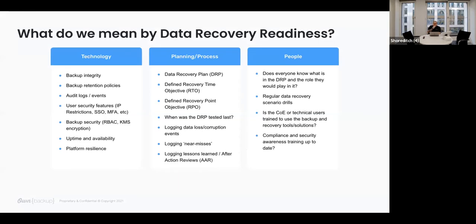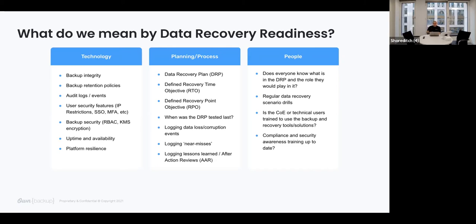The thing here is that what we tend to lack is this notion of data recovery readiness. There's a methodology that I've written here, partly from experience, but also just thinking about it logically. And I've split it into 3 areas. So we've got to think about, when it comes to data recovery readiness, our technology stack. What are the things that I'm going to need? The security features, the auditing, retention policies of backups, how many backups do I need to keep?